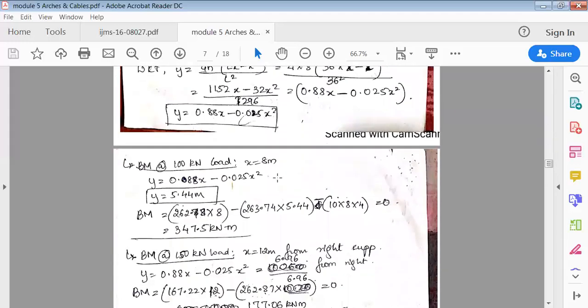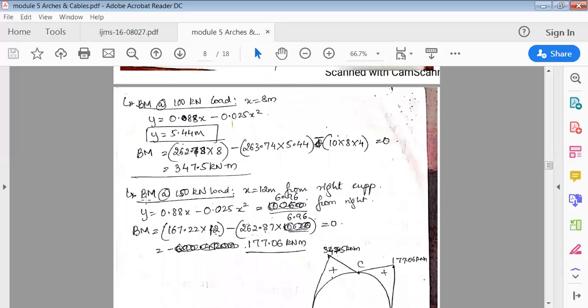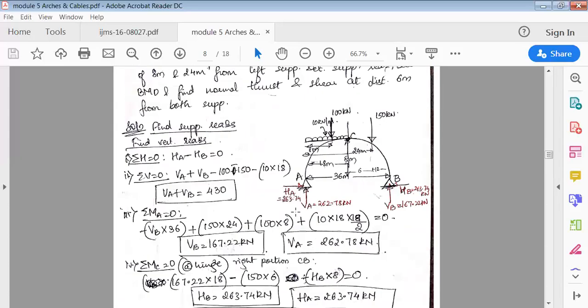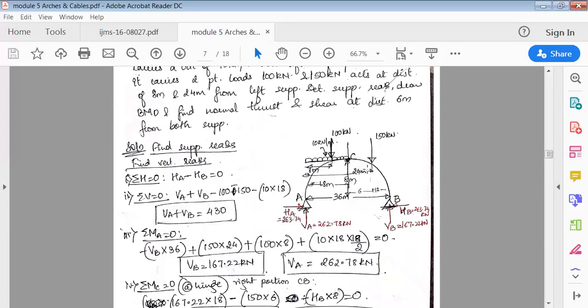So similarly, we have written here: VA into 8 clockwise, minus HA into y 5.44, and this is also going anti-clockwise, so minus 10 into 8 into 8 by 2 is equal to 0. So we got to know the bending moment at 100 kilonewton. Next, similarly, we'll calculate the bending moment at 150 kilonewton.